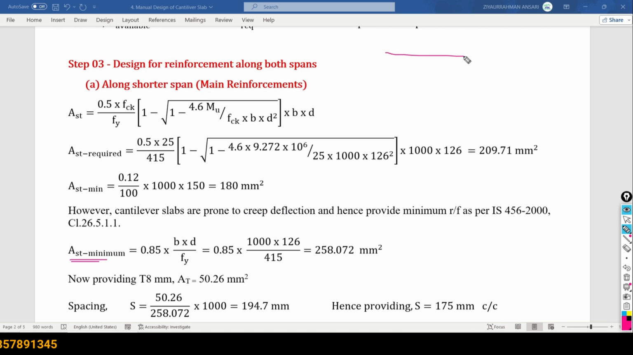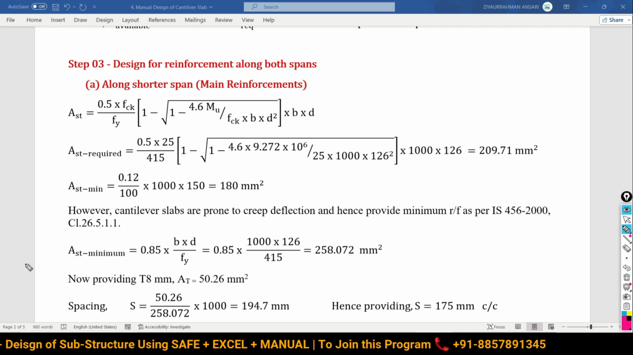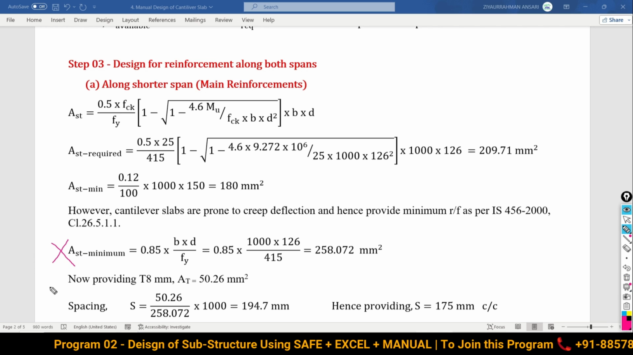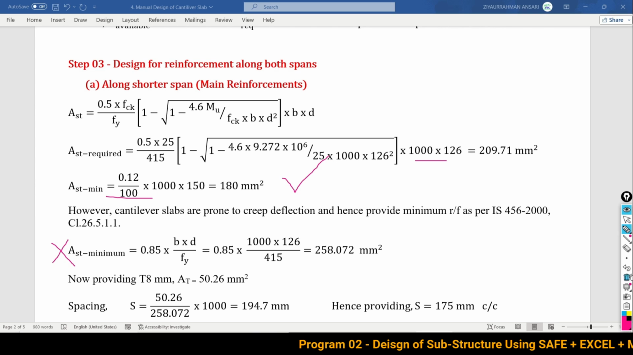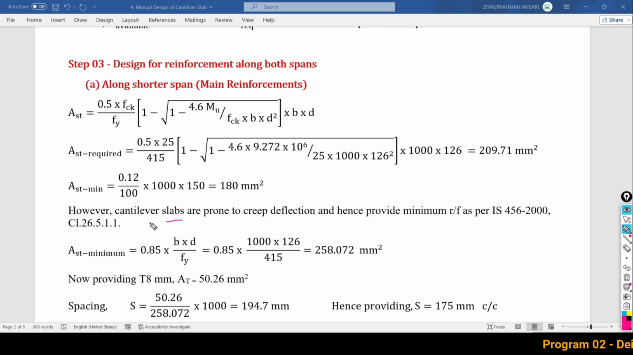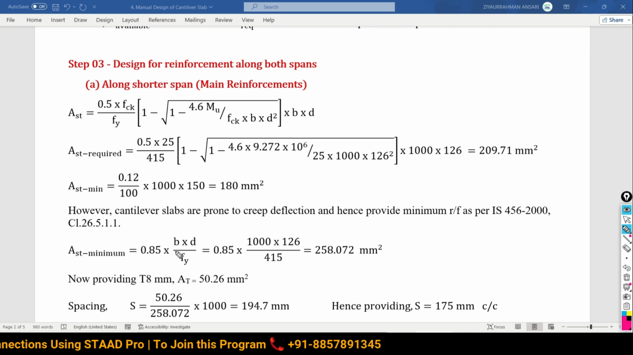Otherwise, if you are going to design a two-way slab, a one-way simply supported slab, or a one-way continuous slab, any type of slab, this will not be needed. Only this demand as well as this minimum reinforcement will be enough. But for the case of only a cantilever slab, you have to perform this check also. You have to take the importance of this minimum reinforcement as suggested for the beam. Okay, so yeah, 0.85 b d divided by fy.